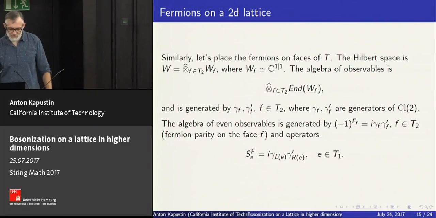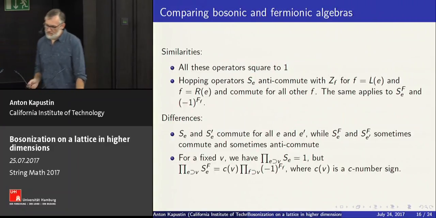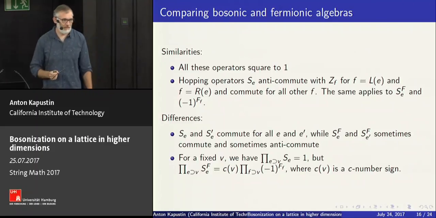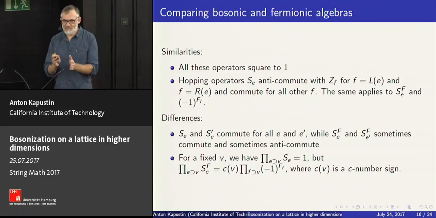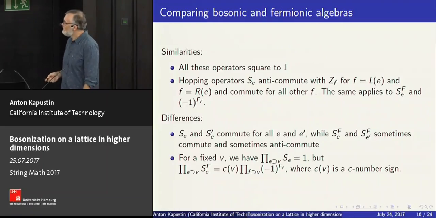For fermions, they don't, again because of the way I define them. Actually, sometimes they commute, sometimes they anticommute. I will not write down the precise rule, but it's easy to write down in terms of these edges E and E prime, what the rule is.